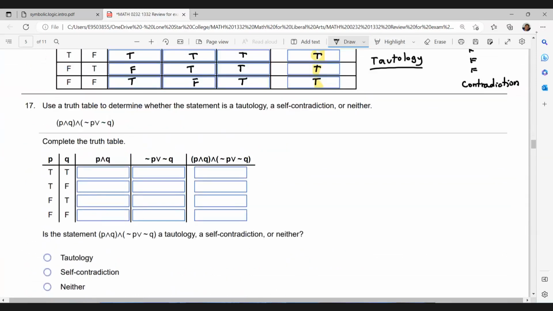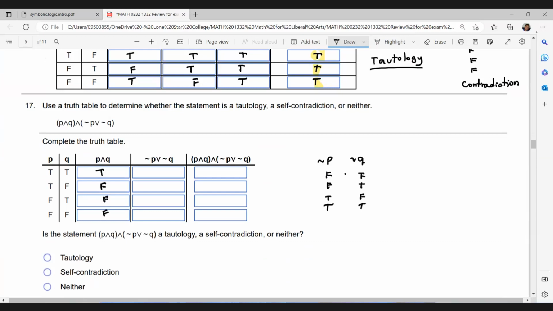P and Q. That will be true, false, false, false. Not P. Wow, they actually did not give us any columns for this. So not P is false, false, true, true. And here we have not Q. That will be false, true, false, true.